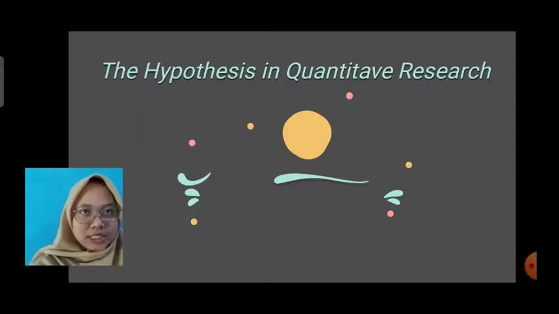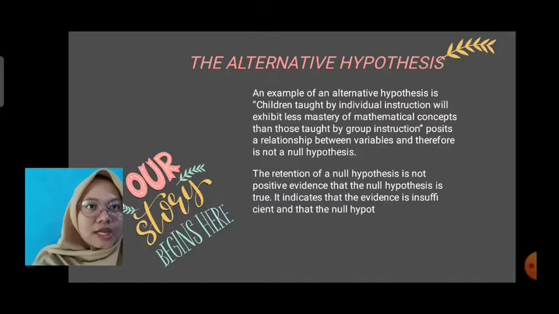I will explain about page 92 until 96. I will start. The hypothesis in quantitative research. The alternative hypothesis. An example of an alternative hypothesis is children taught by individual instruction will exhibit less mastery of mathematical concepts than those taught by group instruction. It posits a relationship between variables and therefore is not a null hypothesis.